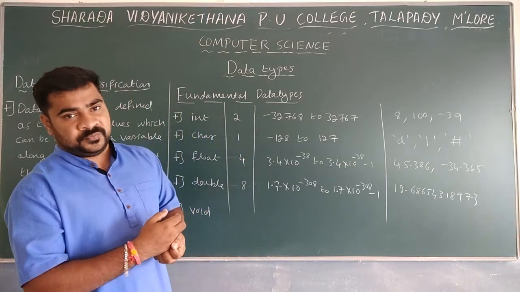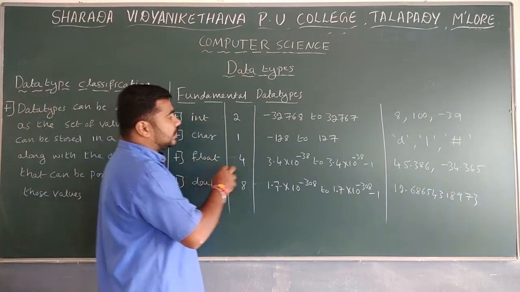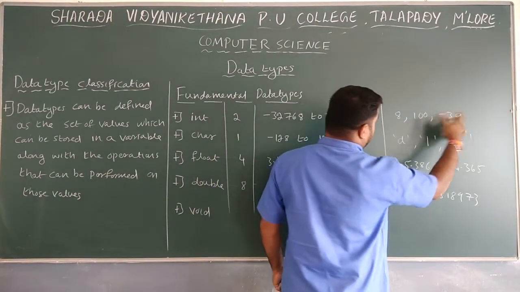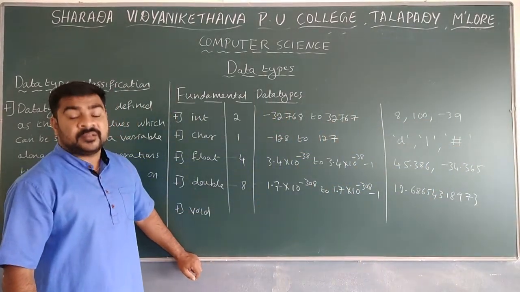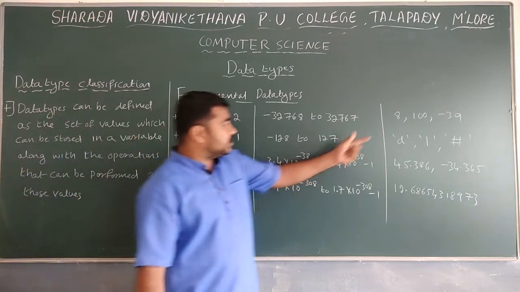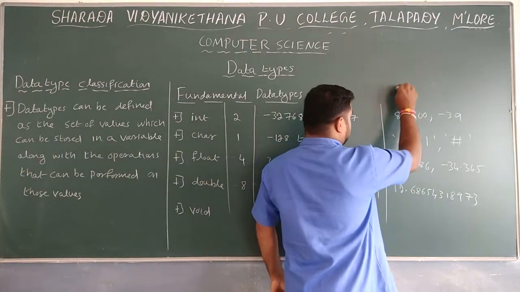So if you take integer values, for example 800, minus values, any integer values can be stored. Any integer values can be stored. These are the examples.